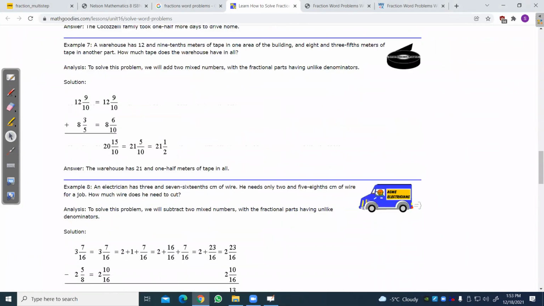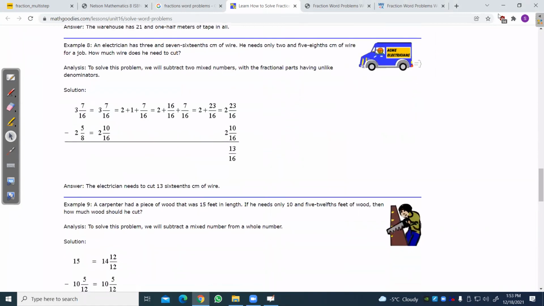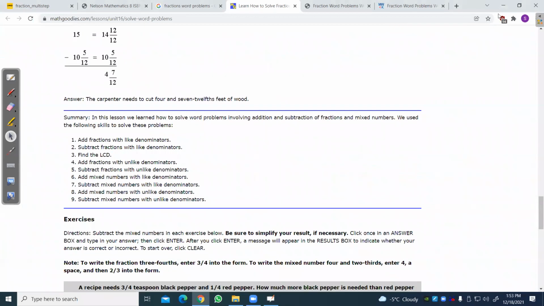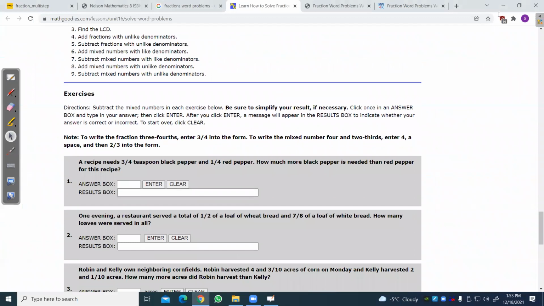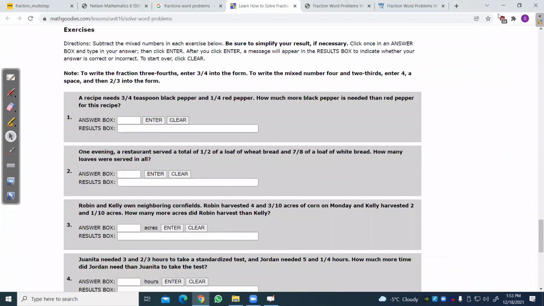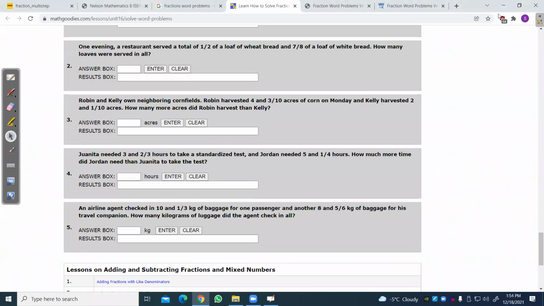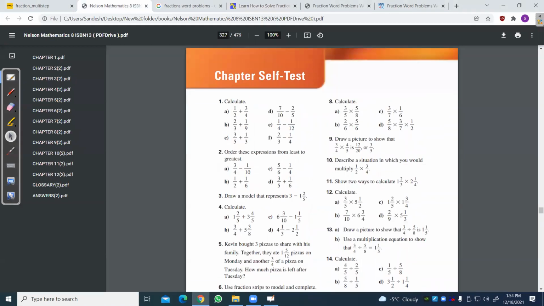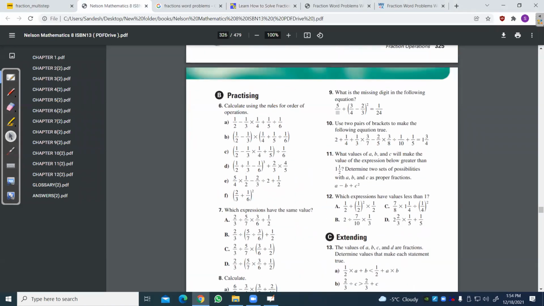See if there's something with times. No, there's nothing with times here. Let's go back here. See if there's any word problems.